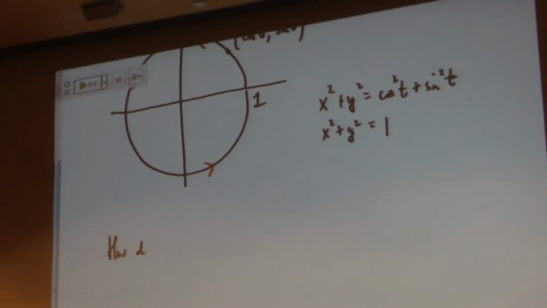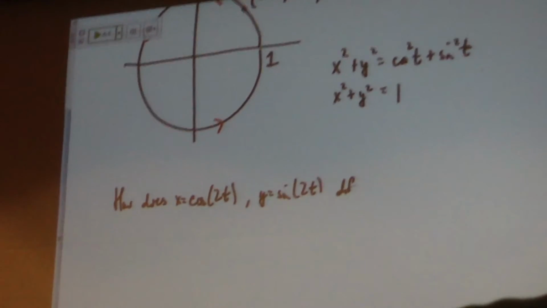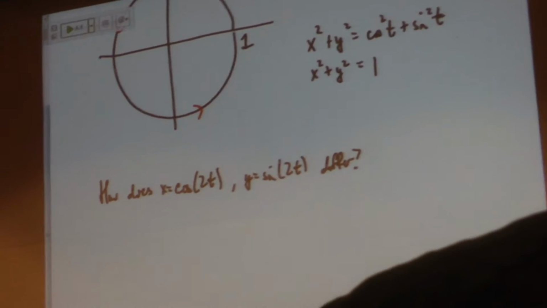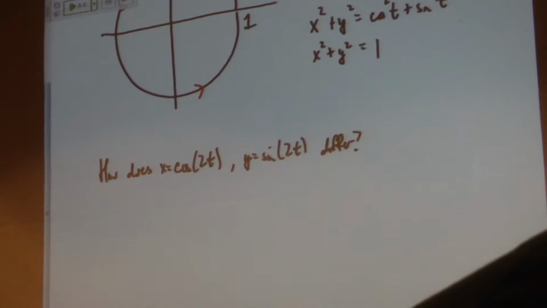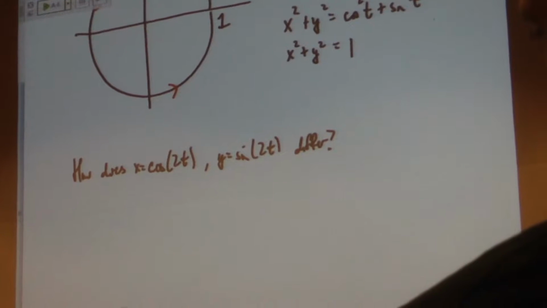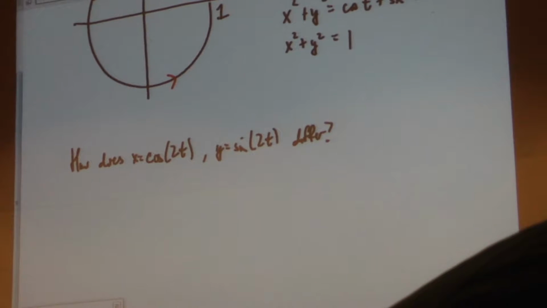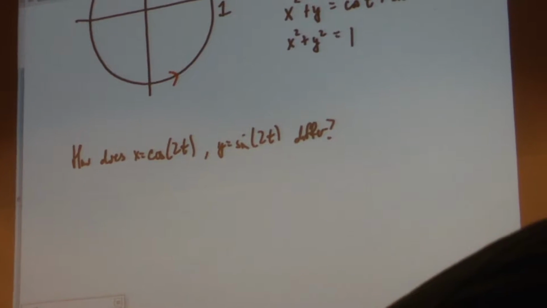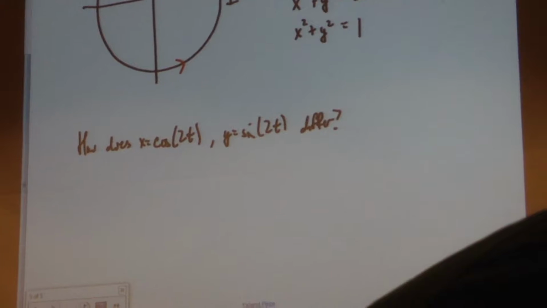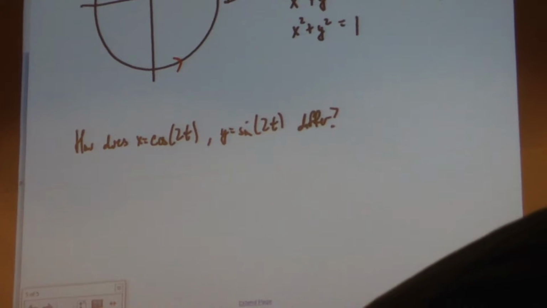Okay, so how is x equals cosine 2t, y equals sine 2t different? What's the shape of this graph? A wide circle? Yeah, the radius is 2. Radius is 2?